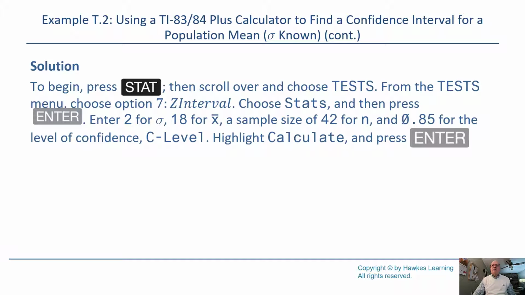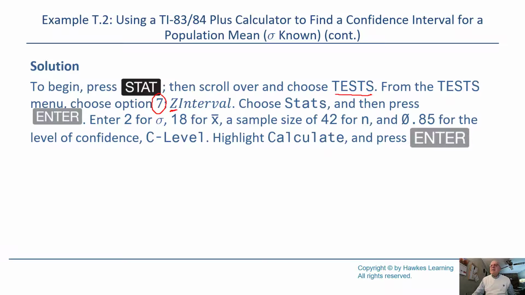So how do you solve it? Go to Stat, move over to Tests. The shorthand I use is, when I hit Stat, I do a left cursor, and it takes me right to the Tests menu. From the Tests menu, choose number 7 for Z interval. This is going to be so easy, you won't believe it. Make sure you choose stats, because we didn't have the original numbers. We have the stats. Then press enter.